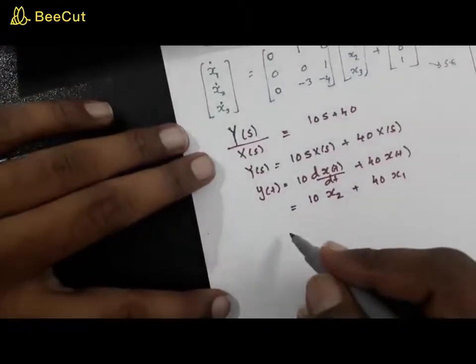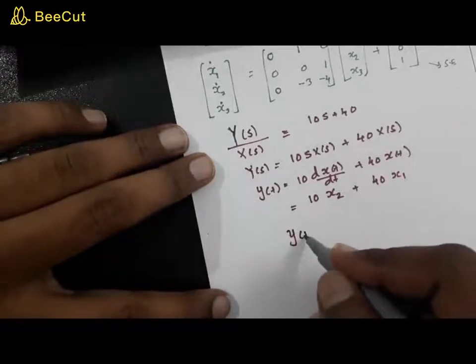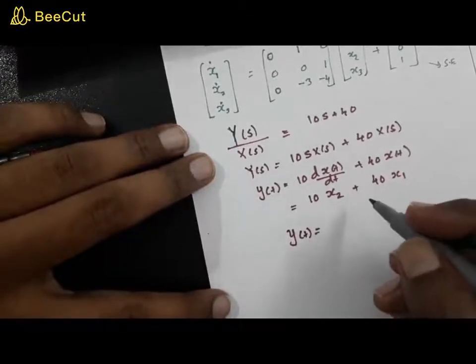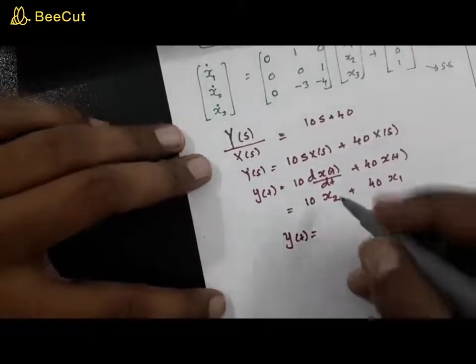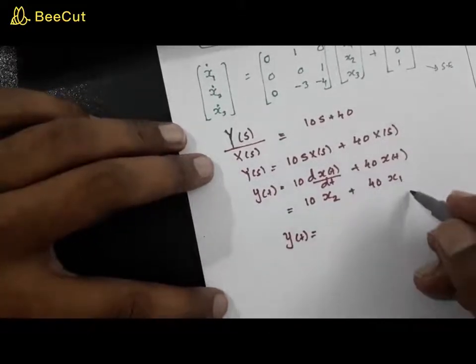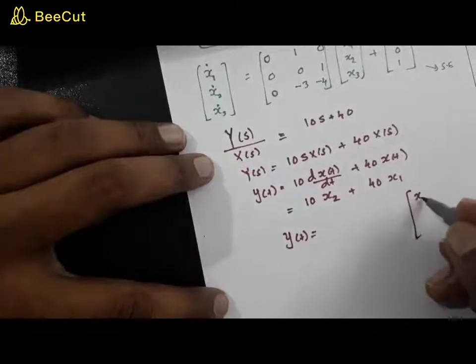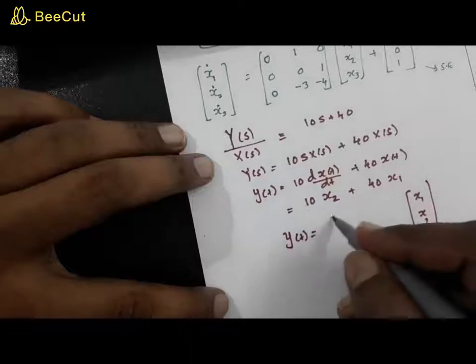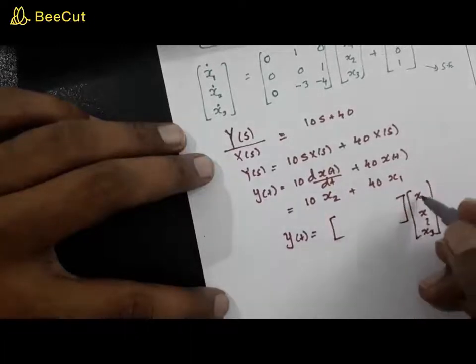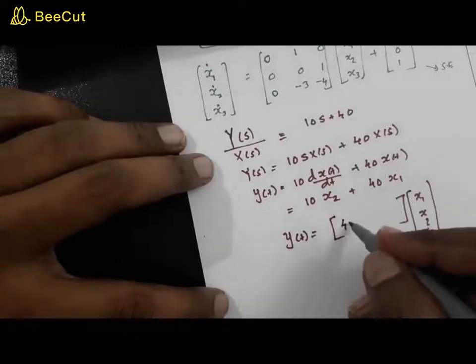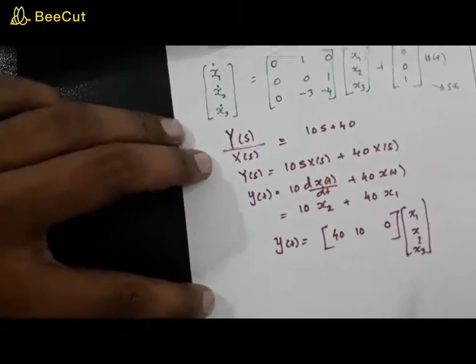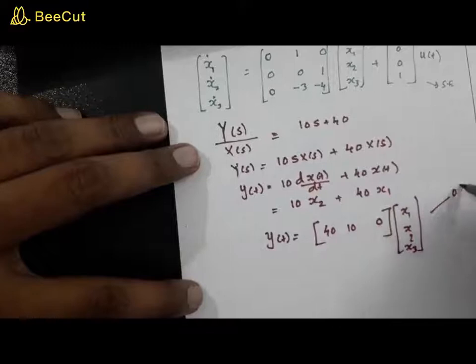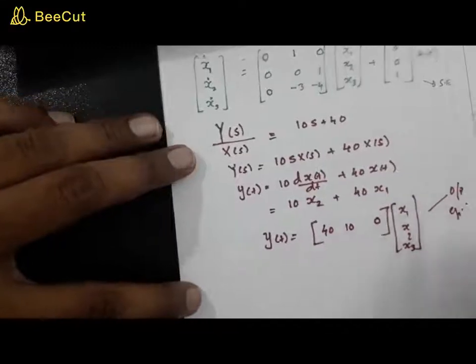So your output expression becomes y(t) equal to a row in the form of x1, x2, x3. What is the coefficient of x1? It is 40. The coefficient of x2 is 10, and x3 is 0. So 40, 10 and 0. This is your output equation.